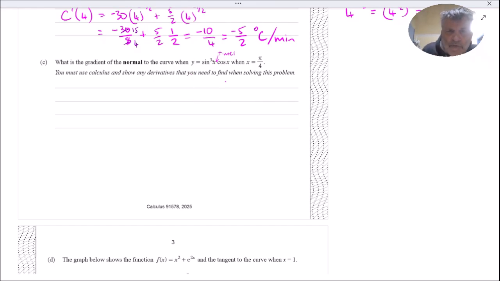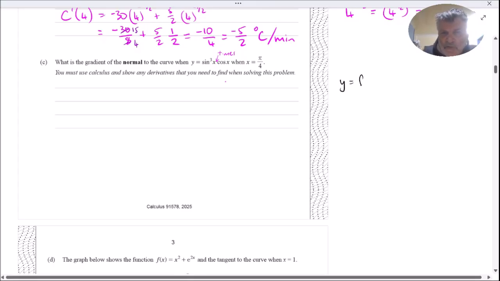Stepping back a bit, what is the normal? Well, when you have a function, let's not worry about that function. Let's just say we've got y equals f of x, and we've got some picture of it. Looks like this. We've got a point. At the point, we'll have a gradient, and the normal is the line that's at right angles to our gradient.